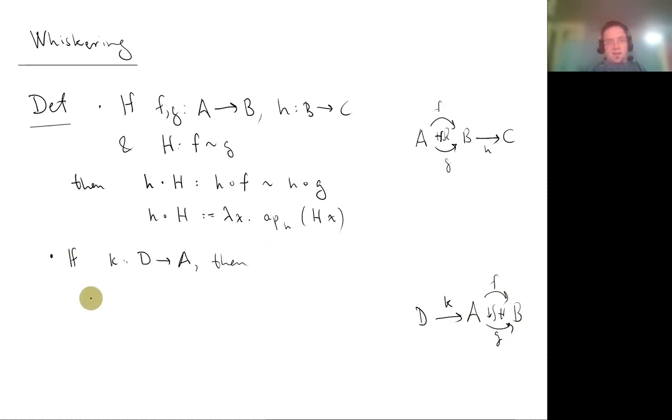Here's the function k. We get a homotopy capital H whisker k, which is a homotopy from f after k to g after k. And the way you put it together is you say lambda y. And well, I need to give an identification of f of k of y to g of k of y, but I can just use the homotopy H at the point k of y.